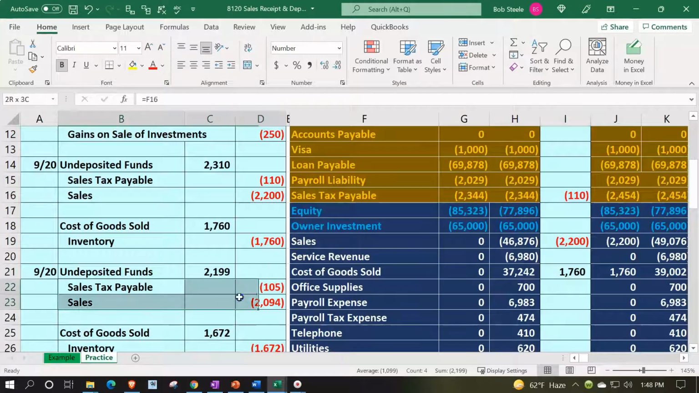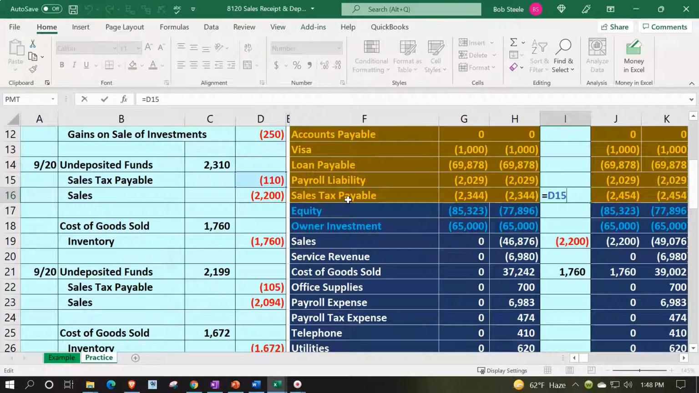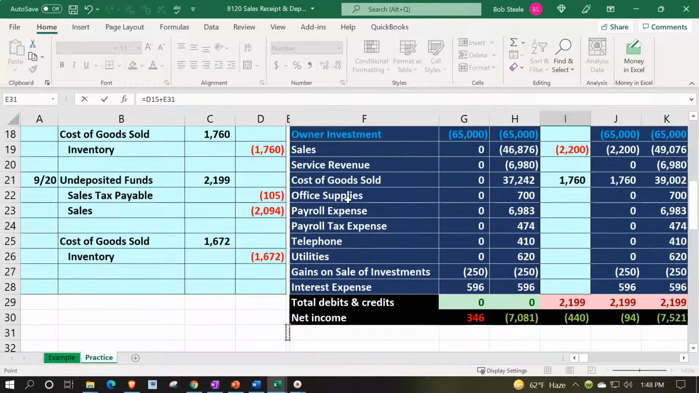And then we've got the sales tax payable. Sales tax payable is going to be right here. So F2 plus F2. Scrolling down, we're going to pick up the 105.